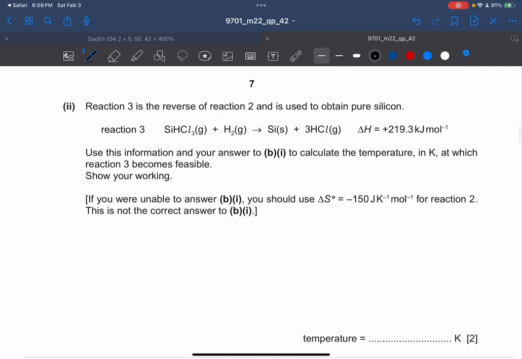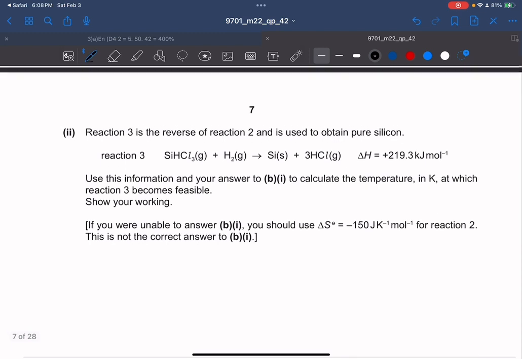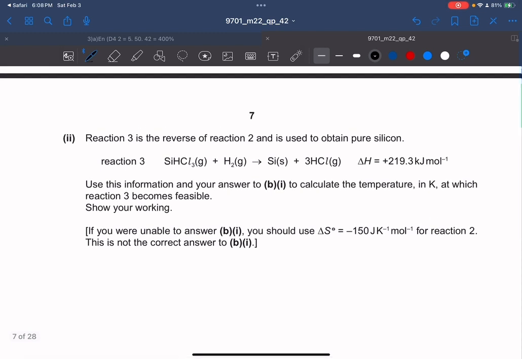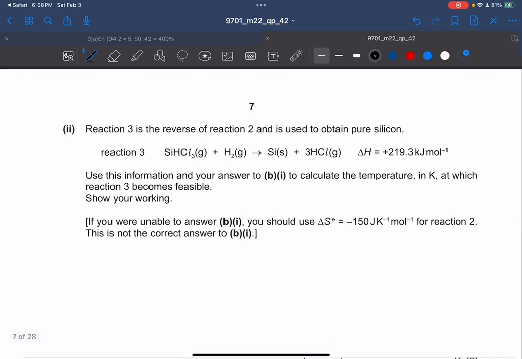Okay, next, reaction 3 is the reverse reaction of reaction 2, and it is used to obtain pure silicon. Use this information and your answer in b(i) to calculate the temperature at which reaction 3 becomes feasible. If you were unable to answer, you should use the given delta S, since I think we got the proper answer for the first one. We don't have to use this value.